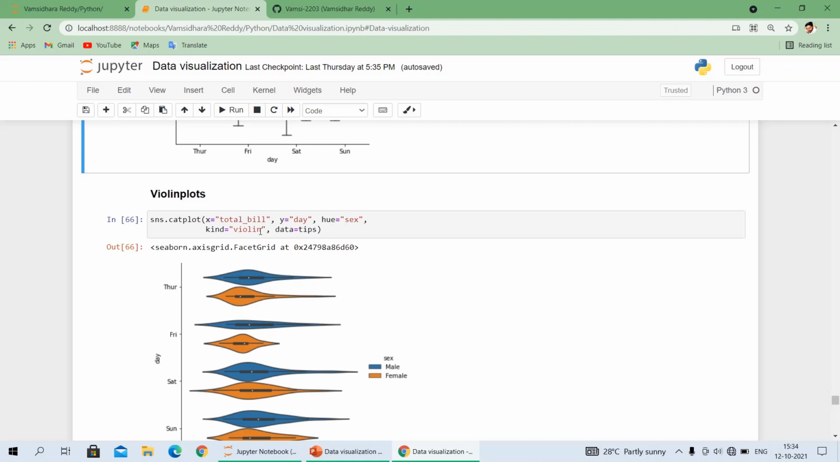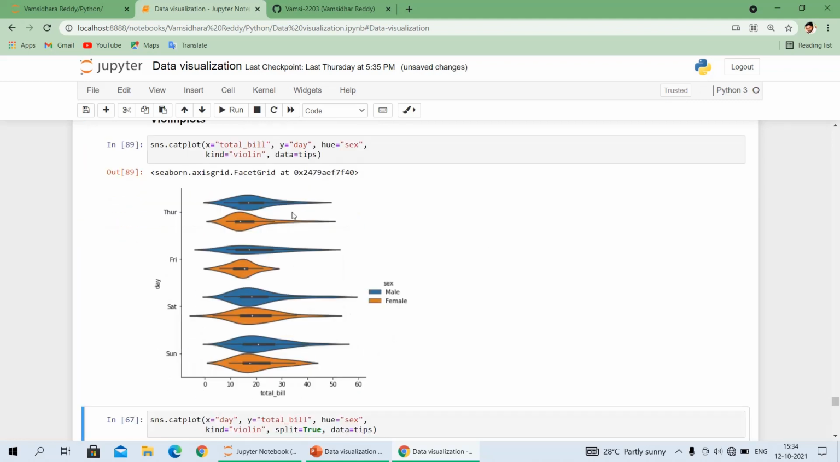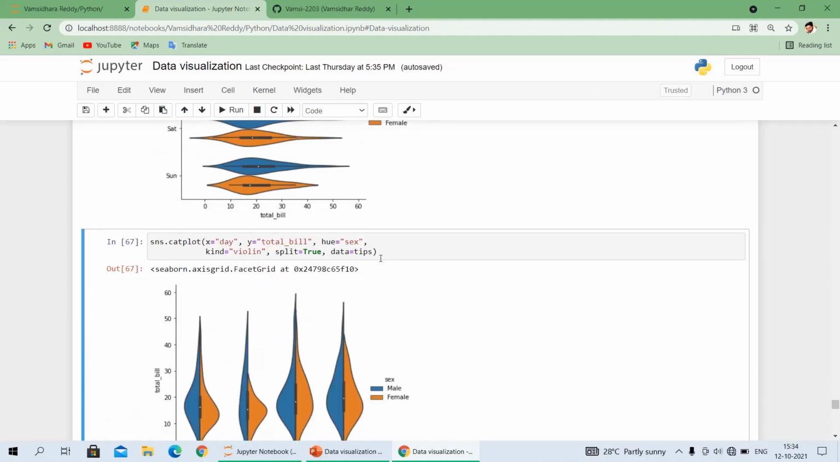I have taken here the day, and male and female. Sex contains male and female, so I have taken the two types. sns.catplot, x equals total_bill, y equals day, hue equals sex, kind equals violin, and data equals the data set. When we execute this, we can easily get these plots for male and female. We have Thursday, Saturday, Friday. We can easily find how many males are there, like this.